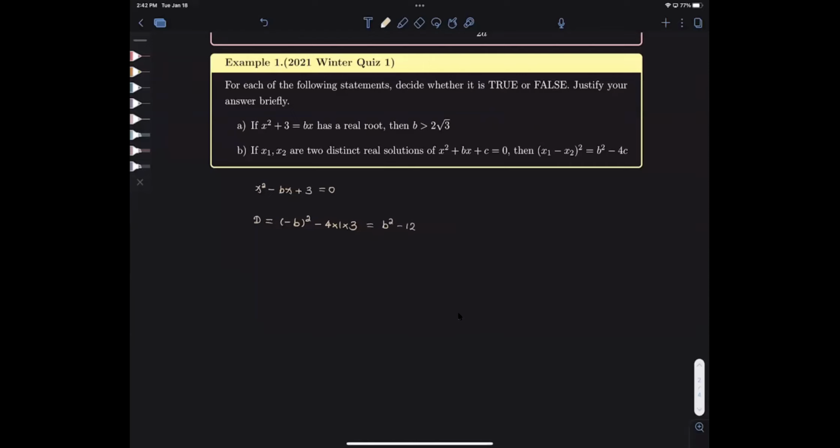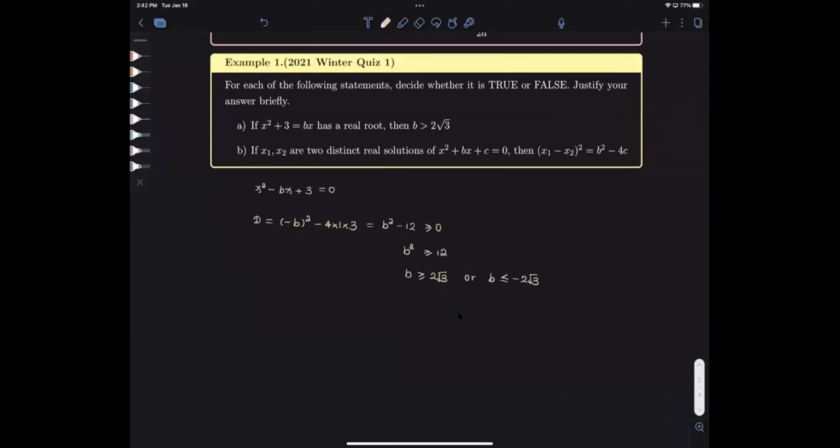And what do we want it to be? We want the discriminant to be greater than or equal to 0. Therefore, b squared has to be greater than or equal to 12. And what do we get for b? Would it be right to say there are two cases? One where b is greater than or equal to positive 2 square root 3, and one where b is less than or equal to negative 2 square root 3. That is correct.